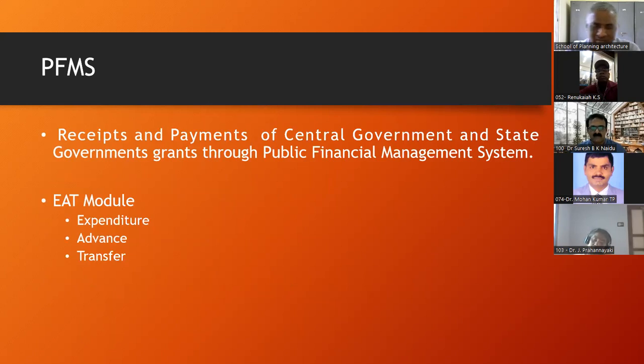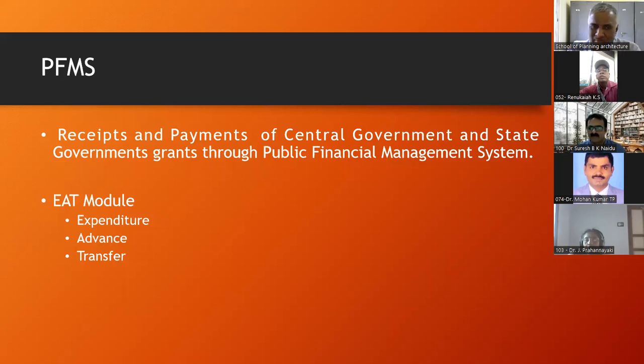We have a model called the EAT model. What is the EAT model? E means expenditure, A means advance, T means transfer. Here revenue is not there. Why is the revenue component not there? PFMS is used by the state government for the amount sanctioned in the budget for utilization. Therefore, if the central government sanctions project money, research project money, it will come to the state government or it will come to the university directly through the PFMS.